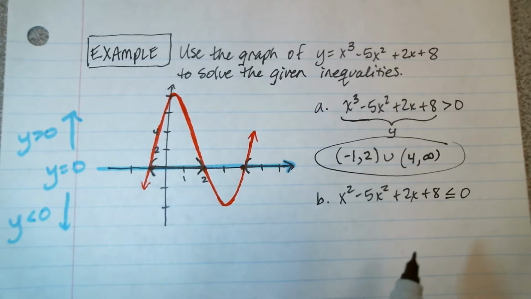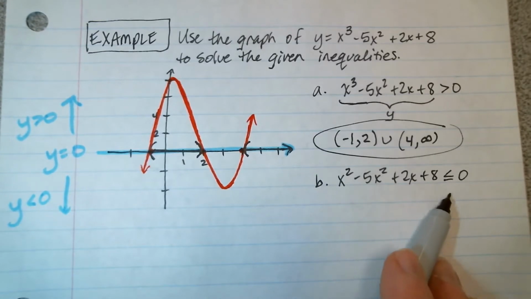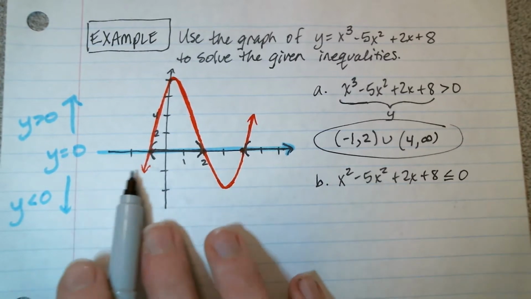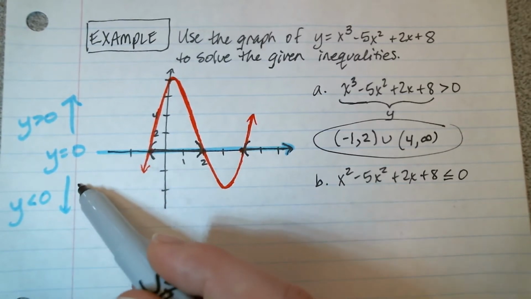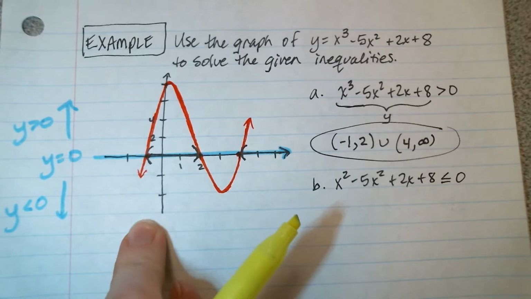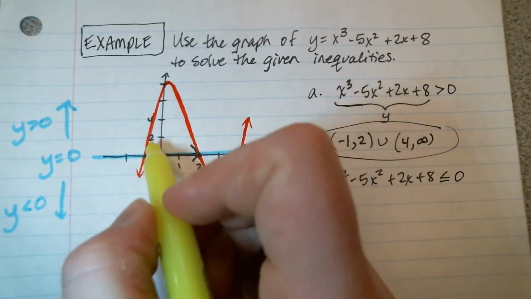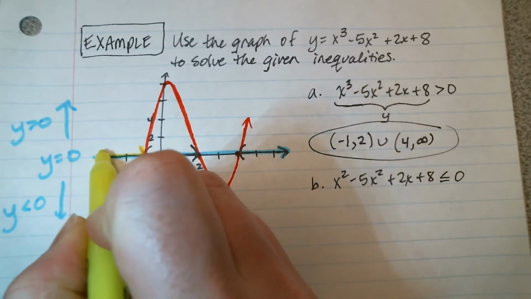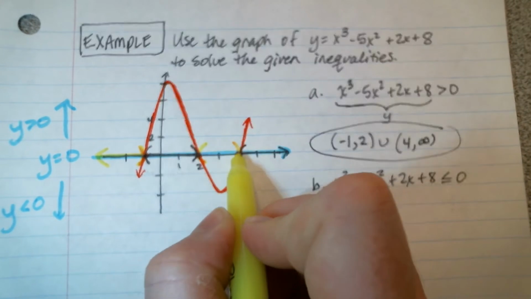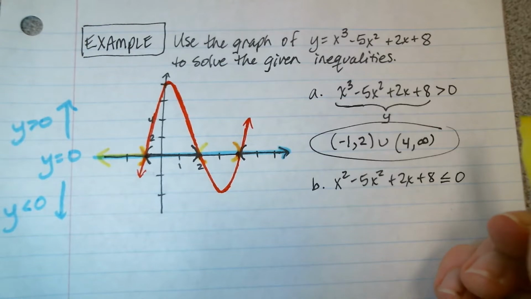So if I want to answer this question right here, where is the polynomial less than or equal to 0? I'm going to look at this graph again, but I'm focusing on less than. So where does the graph live below this blue line? Well, for these x values down here, for these x values right here, and that's it.